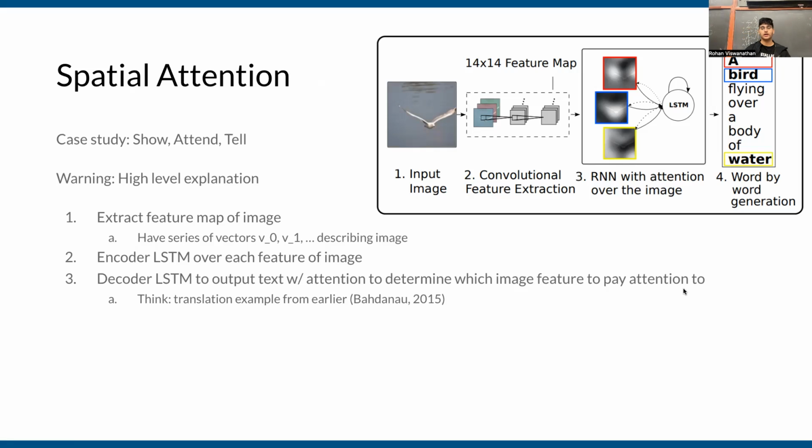This is going to be a pretty high level explanation. We're going to get into more of this stuff probably in the future. But we want to extract a feature map of the image. And we've talked about this extensively, how we can use convolutions to extract key features.